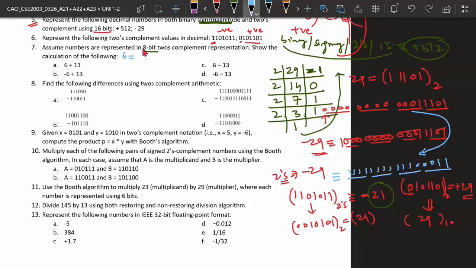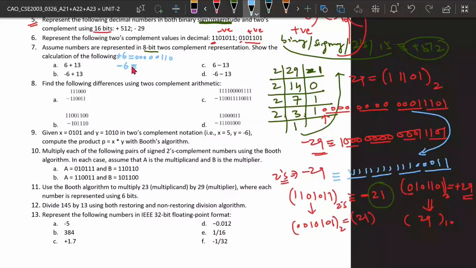If we want to represent minus 6 in 2's complement, whatever the 6 is there, this is the 6. We need to take the 2's complement of it, then it will be converted into minus 6. So we'll be taking 2's complement. For taking 2's complement, we count the first one from the right side.